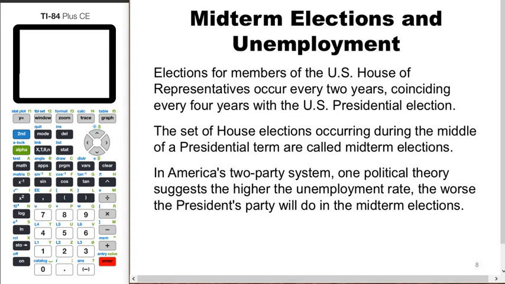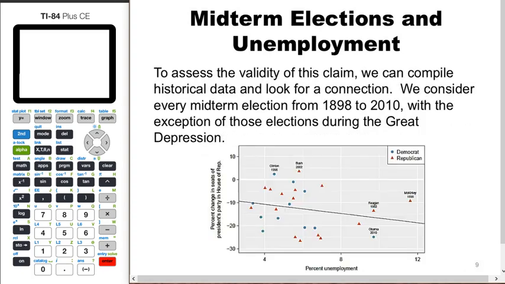In America's two-party system, one political theory suggests that the higher the unemployment rate, the worse the president's party will do in the midterm elections. So here's the graph of every midterm election, I should say, from 1898 to 2010, with the exception of those elections during the Great Depression. And I'll show you why a little bit later.